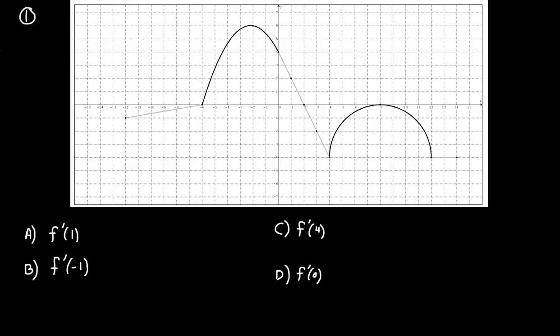Okay, example number 1. Now, example number 1 could actually serve as a warm-up. I feel like you should be able to answer all of these questions. In each one, it wants us to find or estimate a given derivative. So in part A, can we estimate f prime at 1?